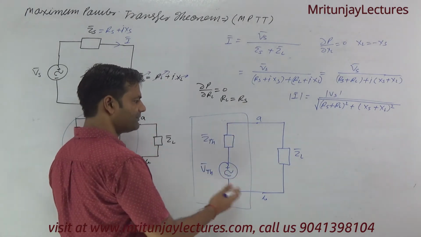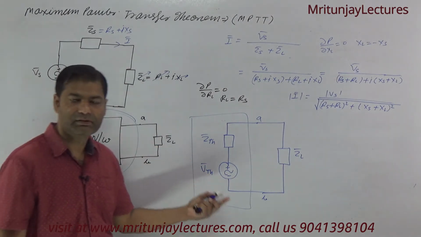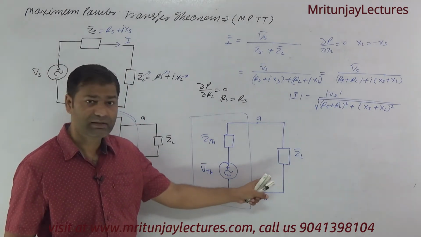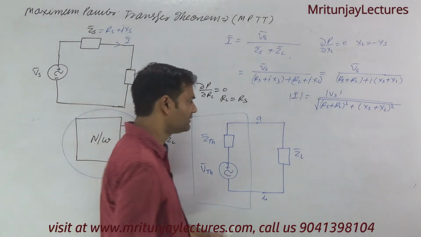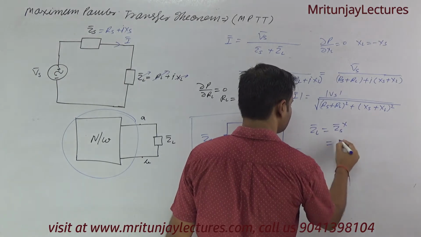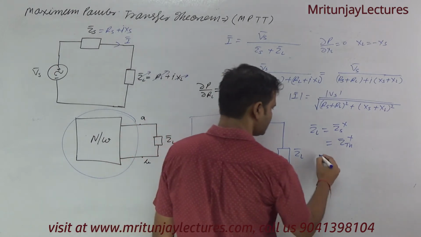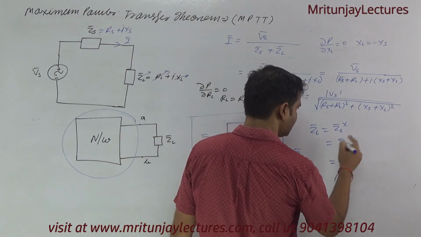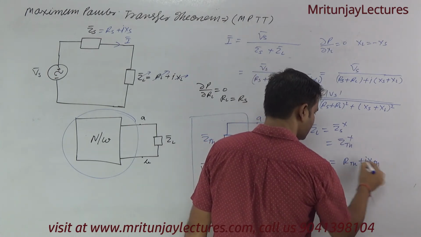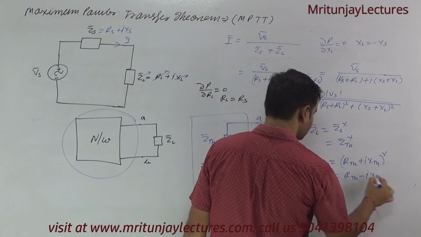After that, I know how to convert it, how to determine VTH and how to determine ZTH. After that, connect ZL and determine ZL. ZL is, I know, VS conjugate, so that is ZTH conjugate. ZTH is RTH plus JXTH, so the conjugate of this one is RTH minus JXTH. Clear or not?